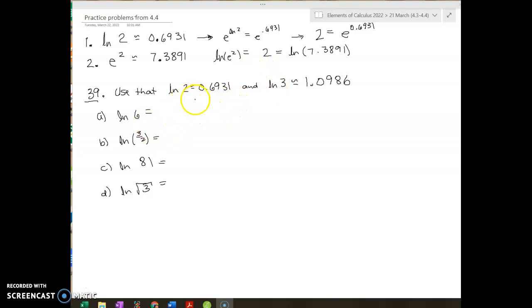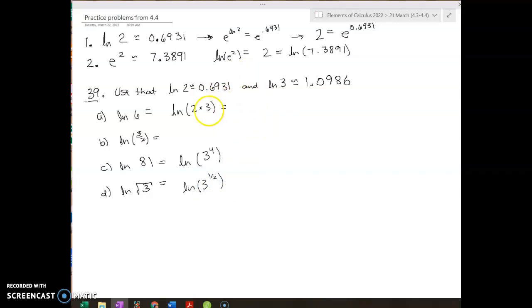Okay, number 39, we're supposed to use these two facts. The natural log of 2 is about 0.693, and the natural log of 3 is about 1.0986, and you're supposed to approximate these values. So the natural log of 6 is natural log of 2 times 3. Think what properties you would use for that. I'll go down to C. Natural log of 81 is the natural log of 3 raised to the 4th power. And the last one, that's natural log of 3 raised to the 1/2.